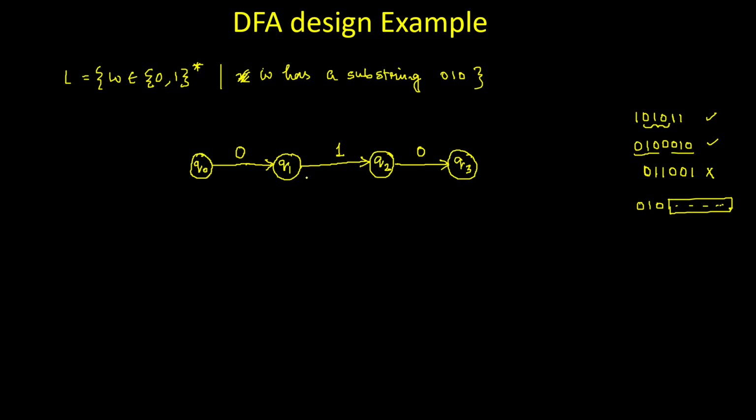So that means by this deterministic path 0, 1 and 0, when you reach Q3, there is no way to reject this string, whatever other 0s and 1s are present from Q3 onwards. That means I can keep this particular state as a final state, because I have already seen 0, 1 and 0.